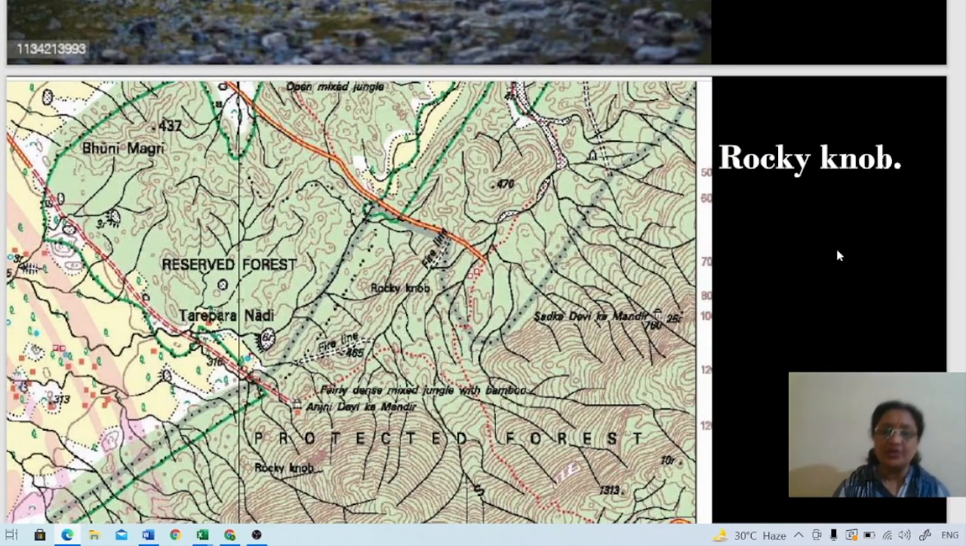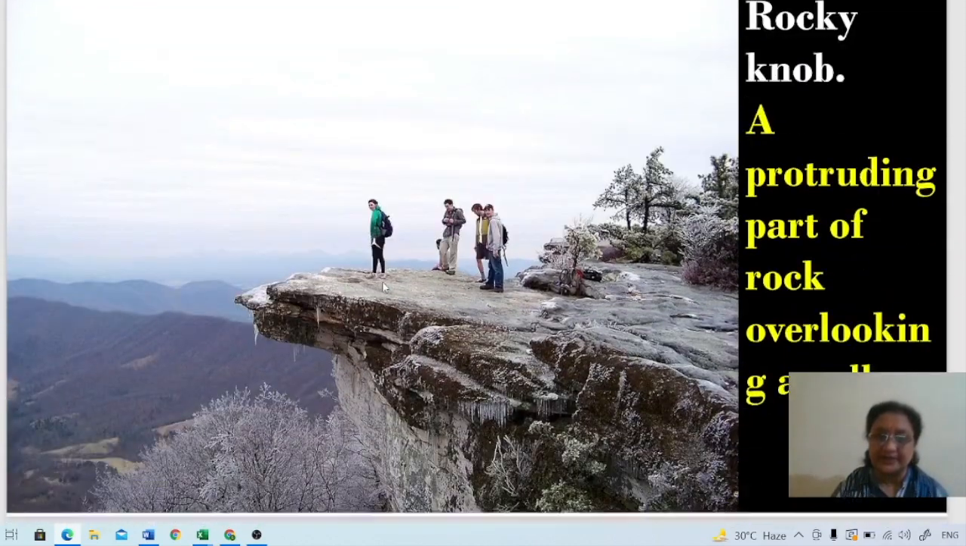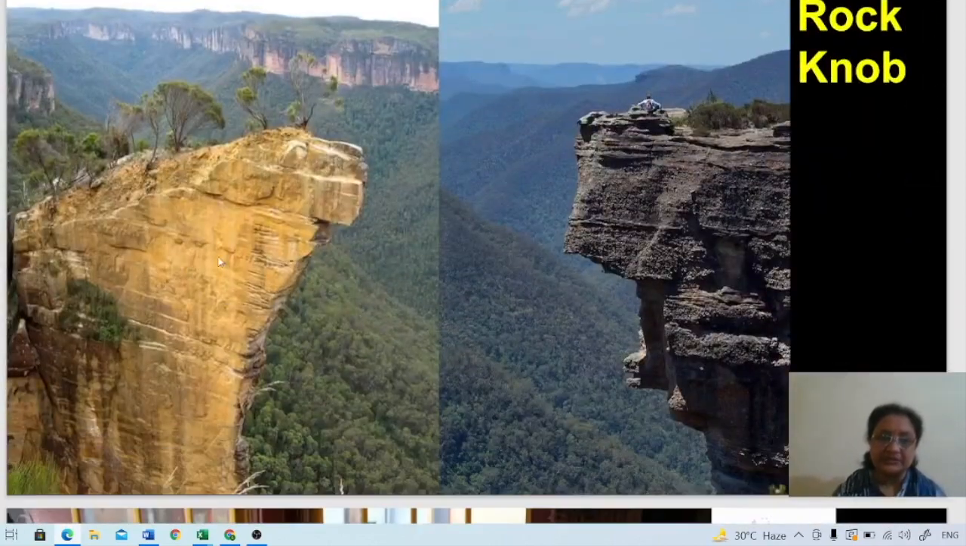Okay, one more important thing you need to know here, that is the rocky knob, right? This is again one term which is there in the topo sheets. Now you can see here in almost the center of this part of the topo sheet, rocky knob, KNOB, right? Now what is this rocky knob? Let me show you the picture, then you will understand. This is called a rocky knob, a protruding part of the rock. Generally over any valley you will find this, called a rocky knob. Clear? So this is another example of it.